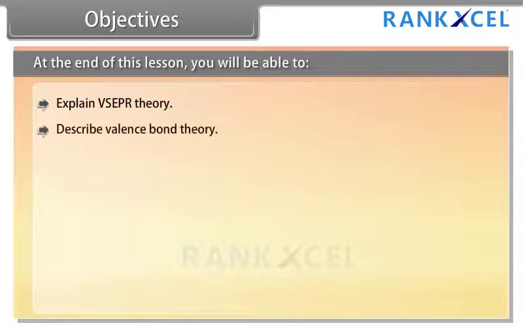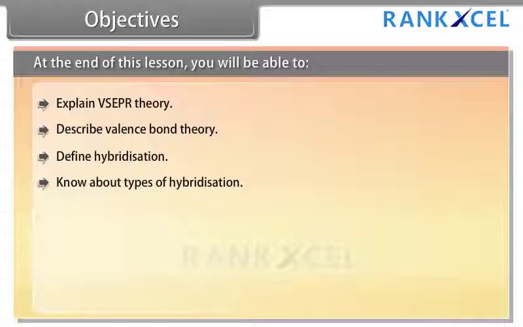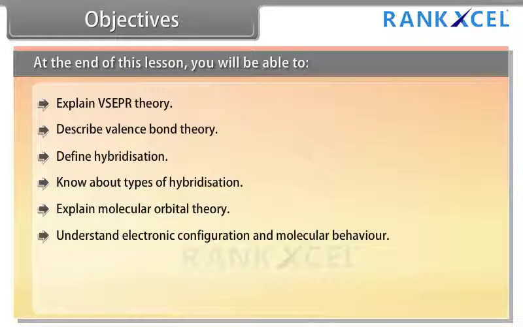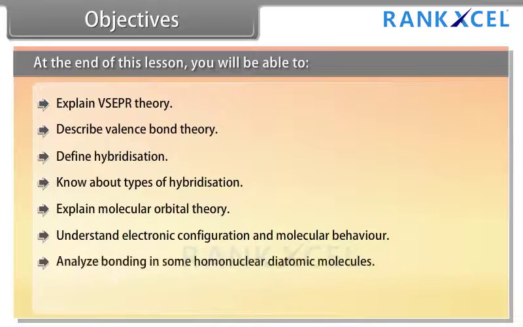In this lesson, you will be able to explain VSEPR theory, describe valence bond theory, define hybridization, know about types of hybridization, explain molecular orbital theory, understand electronic configuration and molecular behavior, analyze bonding in some homonuclear diatomic molecules, and define hydrogen bonding.